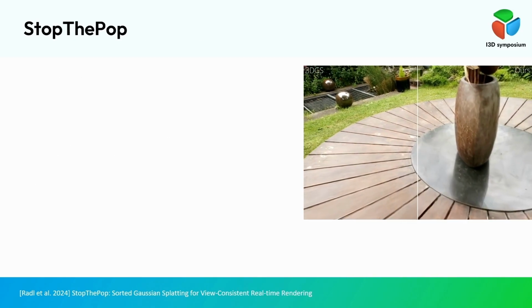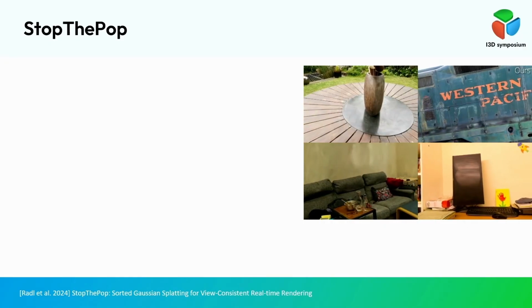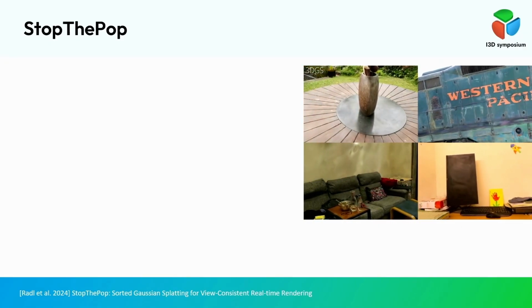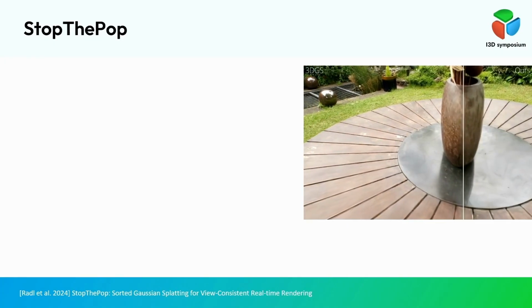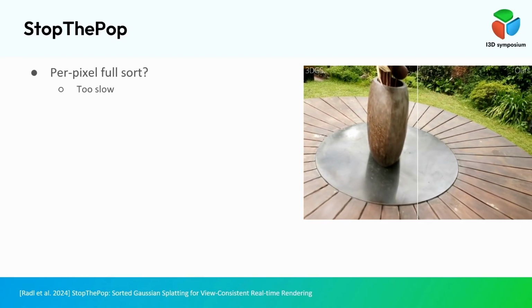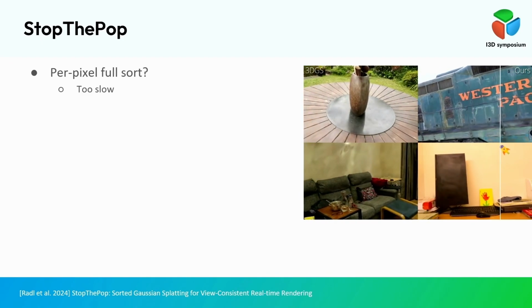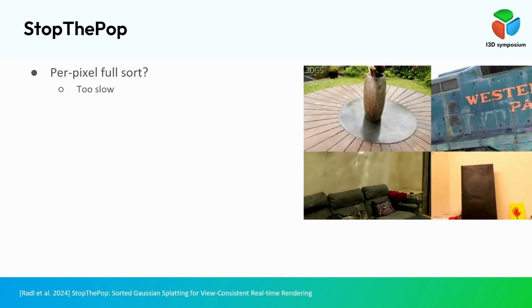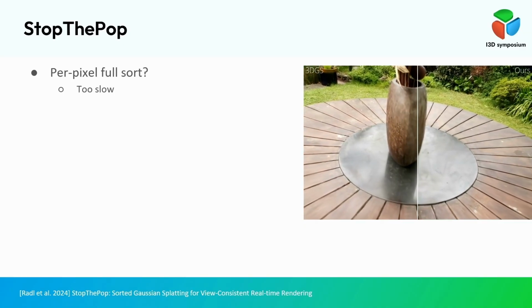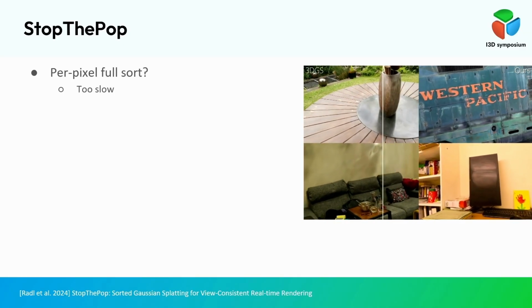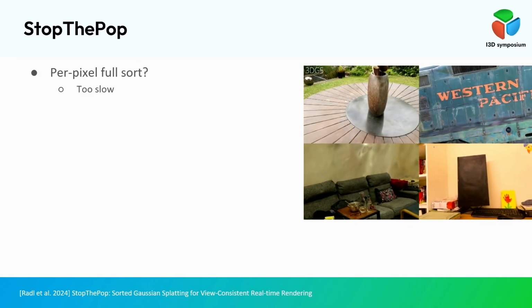This video shows the popping artifacts. You can see the sudden color changes on the table, and the paper Stop Pop proposed an elegant solution to this issue. Let's start from the simple solution. We can perform a per pixel full sort of the Gaussians. That means for each pixel, we shoot a ray from the camera through this pixel. And then we sort all the Gaussians according to their depths along this ray instead of their view space distance.